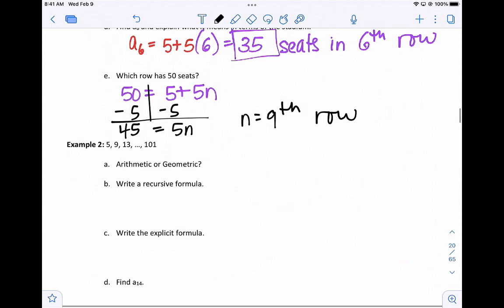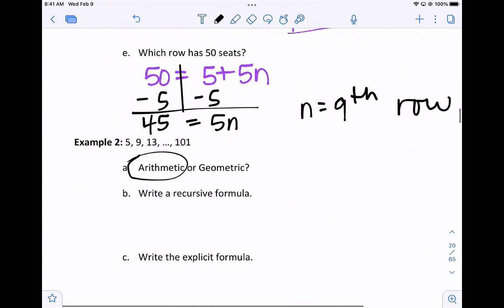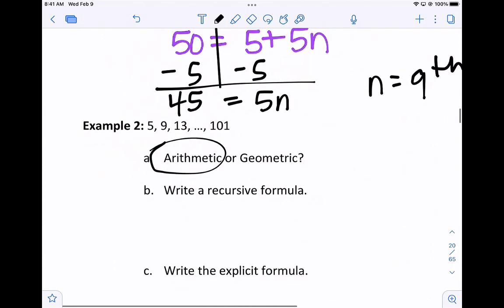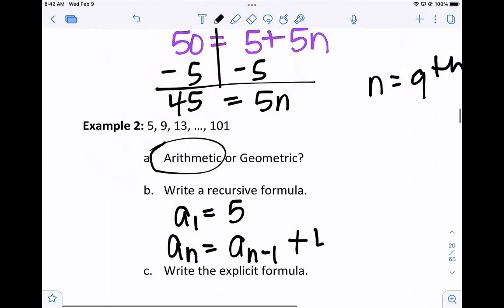Okay, example 2. Is this arithmetic, geometric, or neither? Okay, so the first one we add 4, and then we're adding 4 again. It looks like we're adding 4 every time, so this is arithmetic. Write the recursive formula. So in the first term, we get 5. To find any number, we take the number before it, and we add 4.